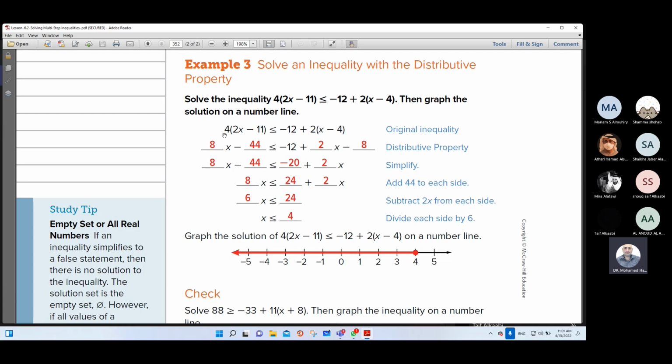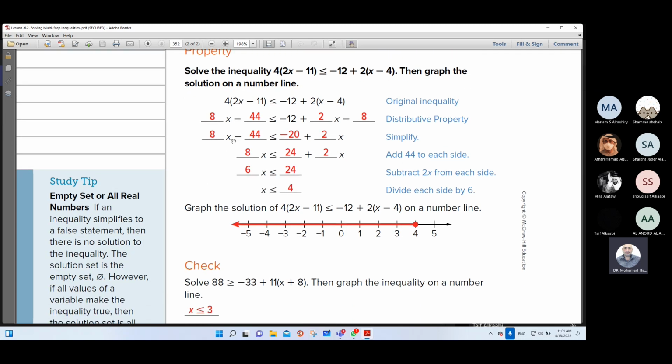So we can multiply here 4 times 2 will be 8x. 4 times minus 11 would be minus 44, less than or equal negative 12 plus. Also here we can use the distributive property. 2 times x will be 2x. Then 2 times negative 4 will be negative 8. Then we can prepare this inequality.